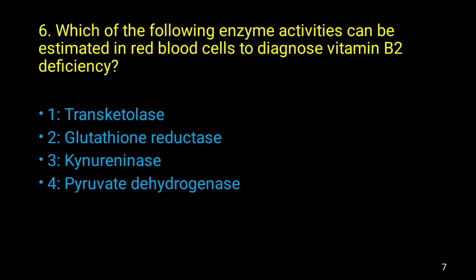Transketolase enzyme activity requires vitamin B1. Glutathione reductase is basically related to the free radical scavenging system, but it is measured as a part of deficiency of vitamin B2. Kynureninase is part of the metabolism of tryptophan, and in this metabolism you have to remember that vitamin B6 is required for the activity of kynureninase, and this enzyme is required for vitamin B3 formation. Pyruvate dehydrogenase is a multi-enzyme complex requiring 3 enzymes and 5 coenzymes, but that is another thing. For vitamin B2 deficiency, remember that glutathione reductase enzyme is measured in red blood cells.